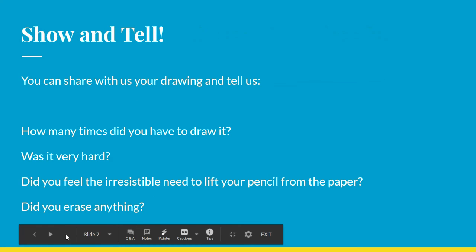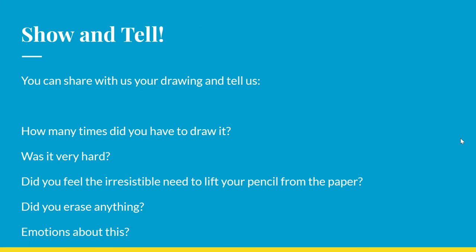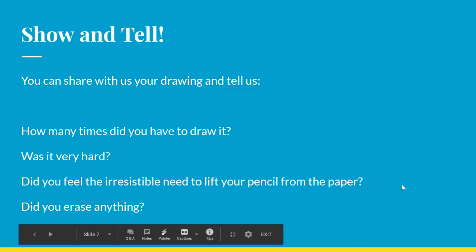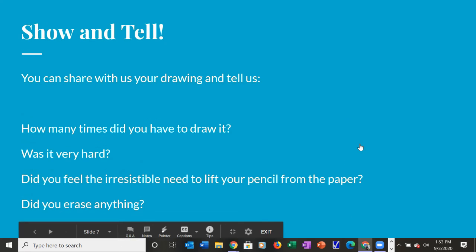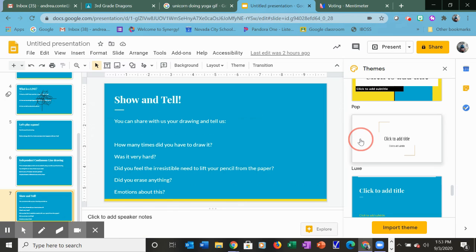It's all good. What I want you to think about is how many times you have to draw it until it looks the way you want it. Was it really hard? What was the hardest part? Did it feel absolutely irresistible to lift the pencil from the paper? Or how about erasing? What are your emotions of doing something like this? I know this is pretty difficult, so don't worry about it if it doesn't look perfect. That is not the purpose of this assignment. Enjoy, all right? And I will see you next class.